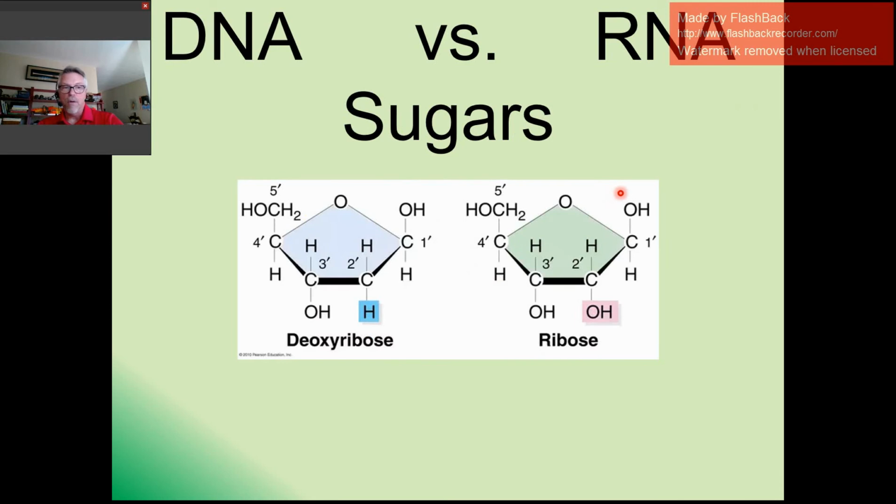Another difference between RNA and DNA is the sugar molecule that helps to make up the backbone of the nucleic acid. DNA uses a sugar called deoxyribose, and that's this structure here. RNA uses a very slightly different sugar called ribose. The difference between them is this right here. So ribose has an OH right here, an oxygen and a hydrogen.